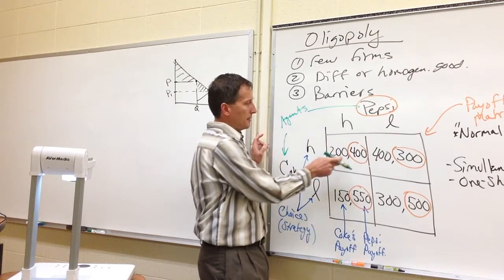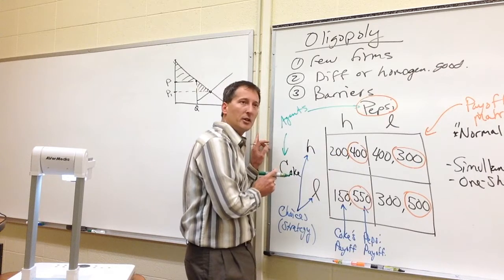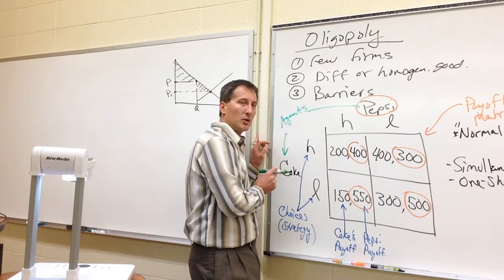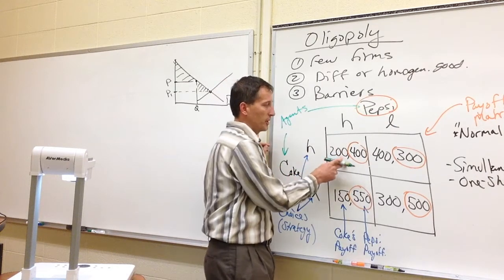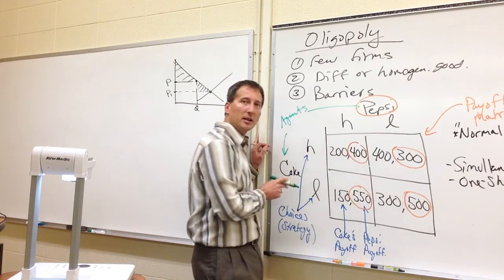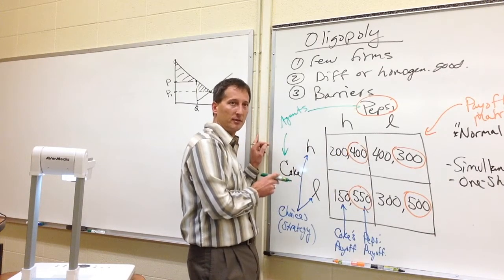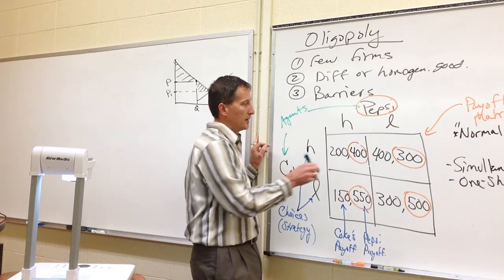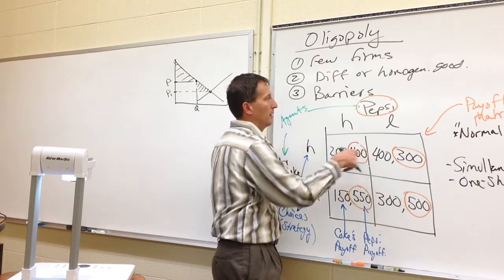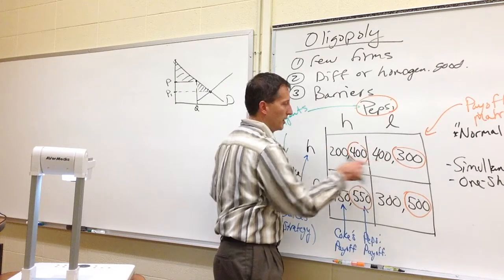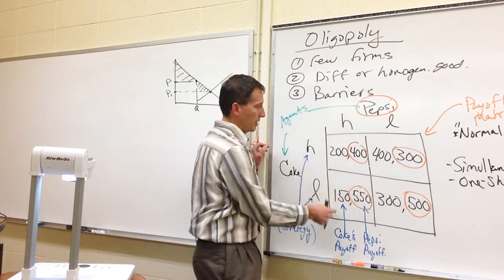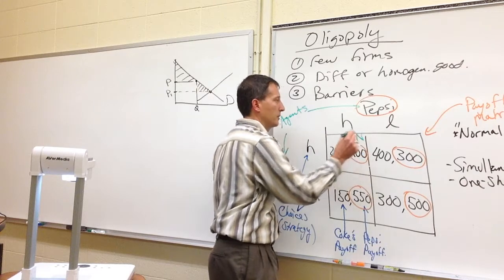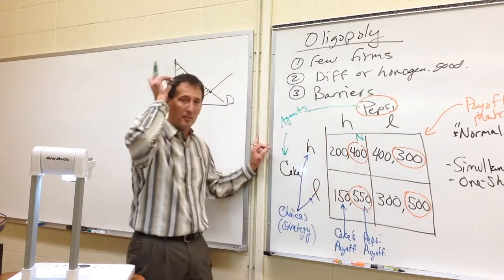The other concept is Nash equilibrium. A Nash equilibrium is a solution such that neither party wants to change their answer, taking as given what the other one has done. So is this stable? Would Pepsi like to change? No. Would Coke like to change? No. So this is called a Nash equilibrium, which we'll mark with a little N in the upper right-hand corner.